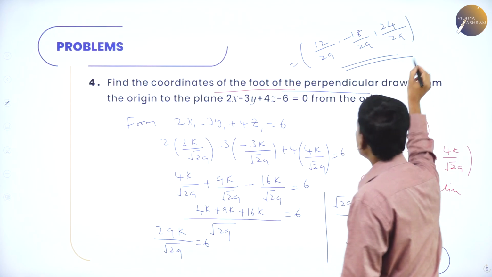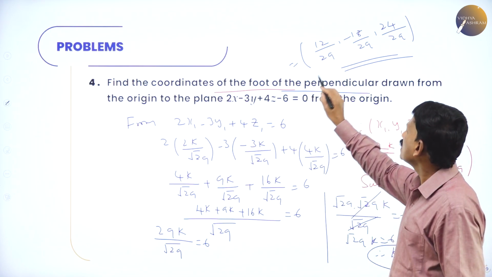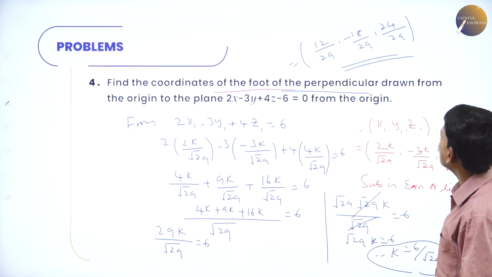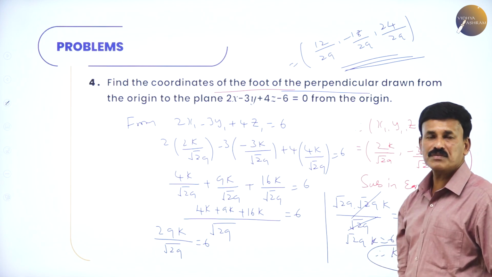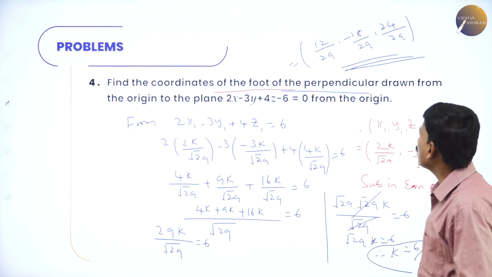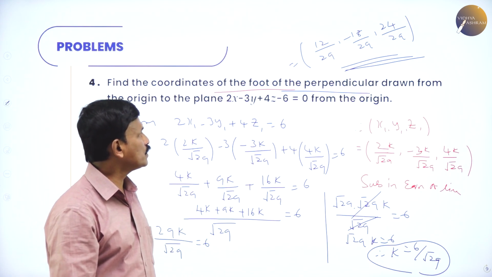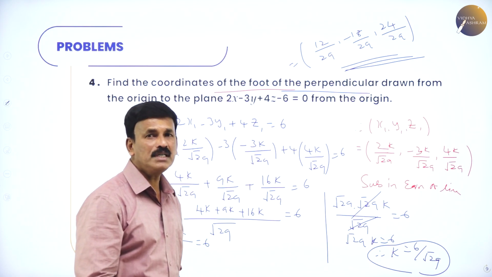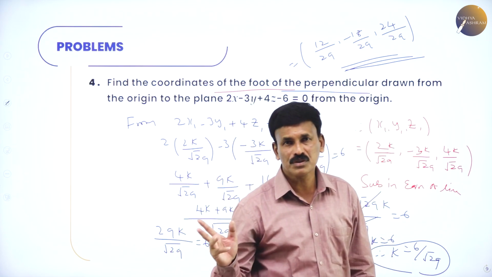So, the foot of the perpendicular drawn from the origin to the given plane is 12 by 29, minus 18 by 29, 24 by 29. These are the coordinates of the foot of the perpendicular. So, what are the coordinates? 12 by 29, minus 18 by 29 and 24 by 29 are the coordinates. That's it. Hope you followed this.